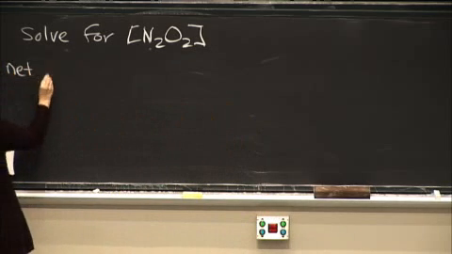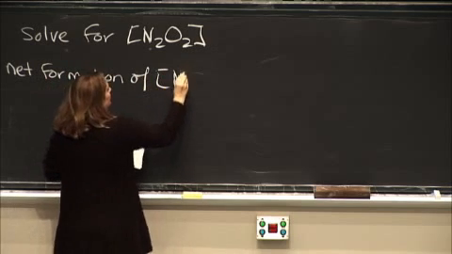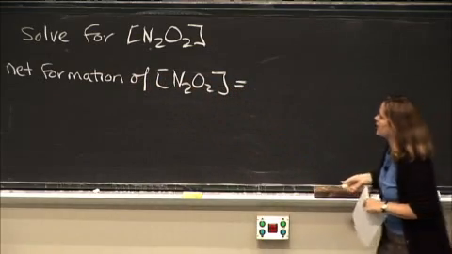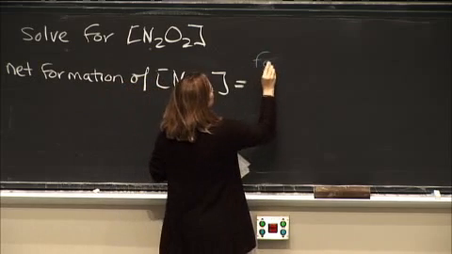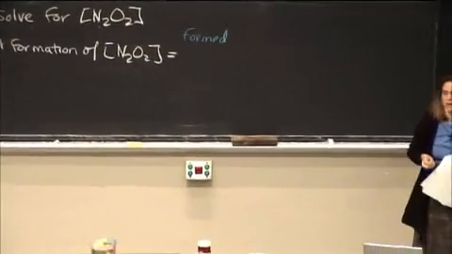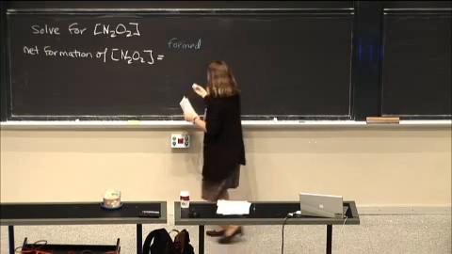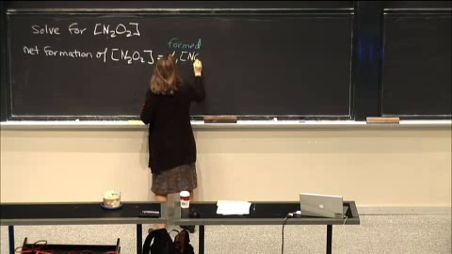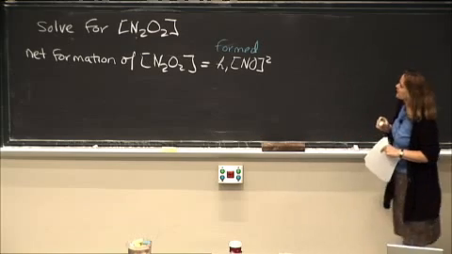So the net formation of N2O2 is going to be equal to the rate at which it's formed. So the rate at which it's formed. What step is the intermediate formed in? It's in step 1 in the forward direction. So the rate at which it's formed is K1 times NO squared. So that's the forward rate of the first step.